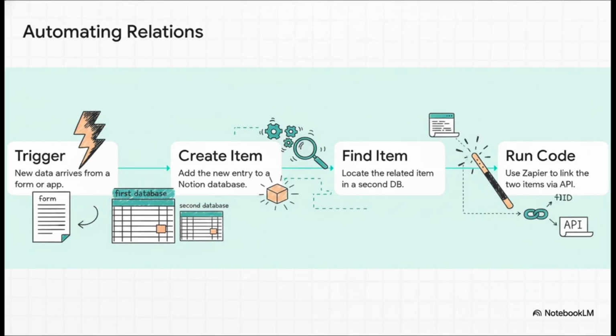So here's how the process breaks down. It's actually pretty straightforward. First, something has to kick it off, a trigger, like that new form submission we talked about. Then, Zapier goes and creates the new item in your first database. Next, it finds the related item it needs to link to in your second database. And then, and this is the magic part, you run a little piece of code that takes the unique IDs from both of those items and tells the Notion API, hey, connect these two things.